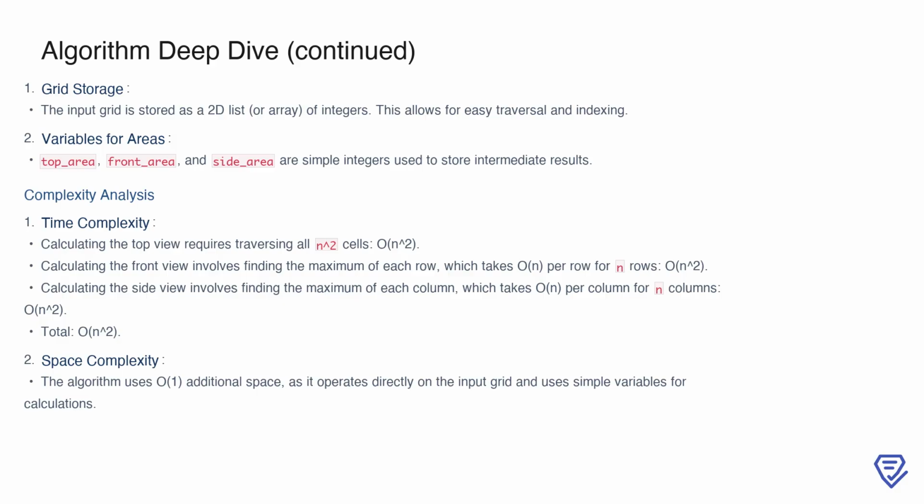Let's also analyze the algorithm's efficiency. The time complexity is O(n squared), as we traverse the entire n by n grid to compute the top view. Additionally, finding the maximum in each row and column requires O(n) operations for each row and column, respectively, resulting in another O(n squared). As for space complexity, the algorithm operates directly on the input grid and uses only a fixed number of integer variables, requiring O(1) additional space. This makes the solution efficient in both time and memory usage.